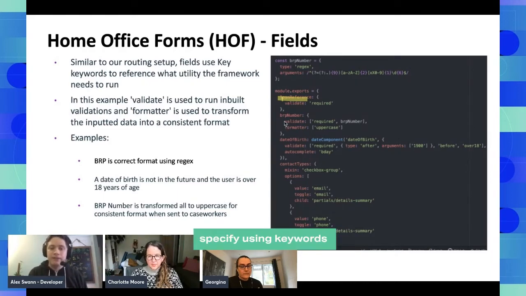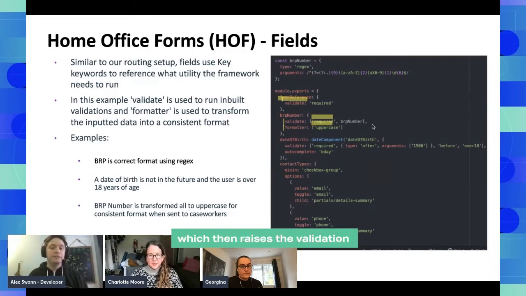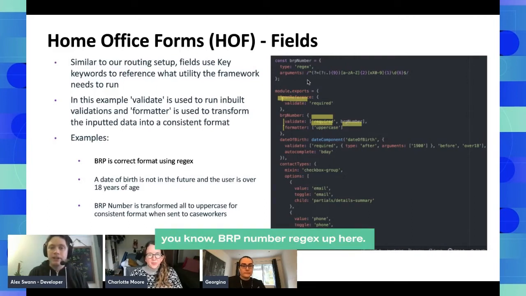And then here we can specify using keywords that the framework looks to pick up, like validate or formatter. So in this example, we just pass in a string, required. What does that do? Well, hopefully it should be obvious. If the BRP number field is on the page and the user doesn't input anything, we have a nice default validator called required for dealing with that, which raises a validation error saying, hey, you need to input something. As well as that, we can add slightly more customized validations, like a BRP number regex up here, so it follows the BRP number format.